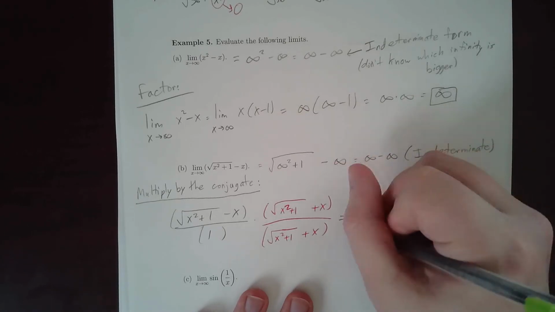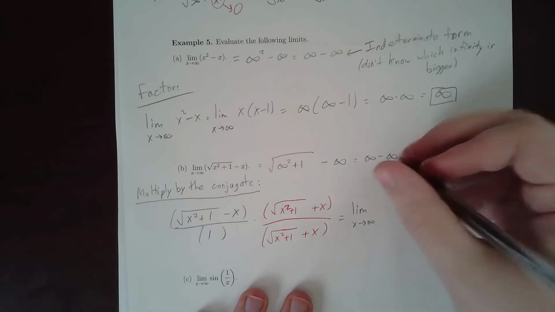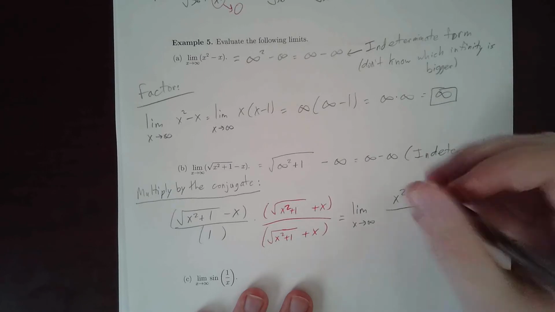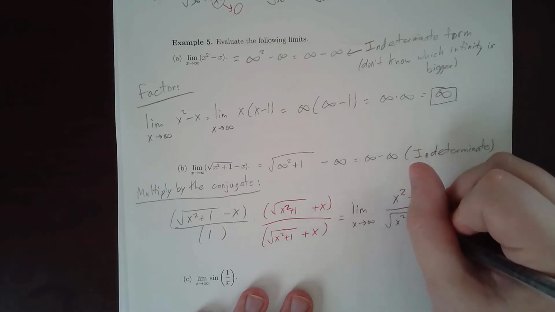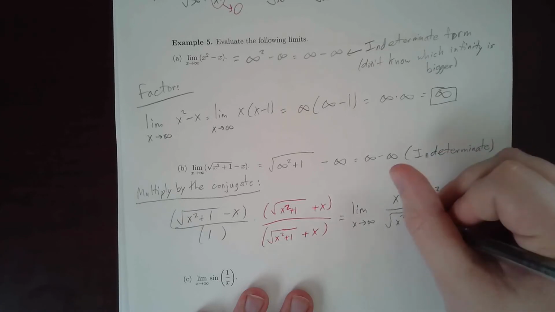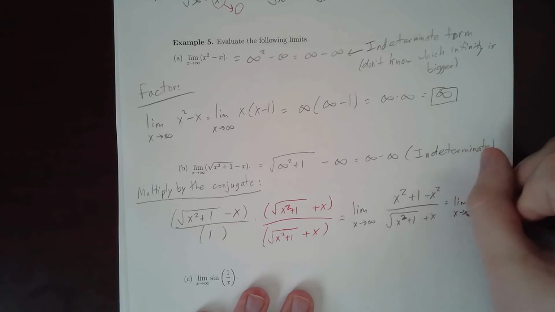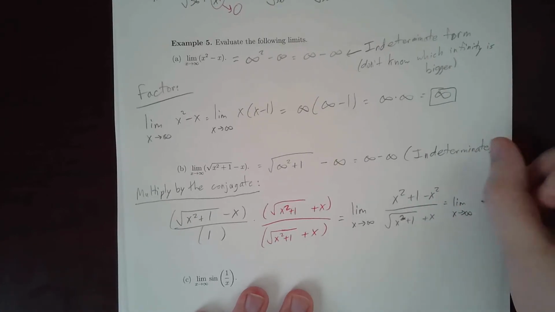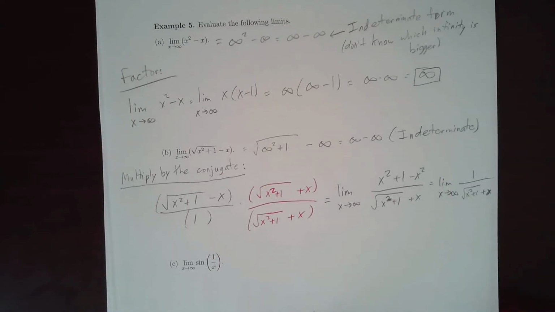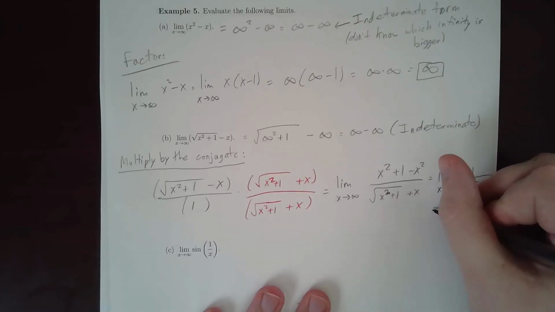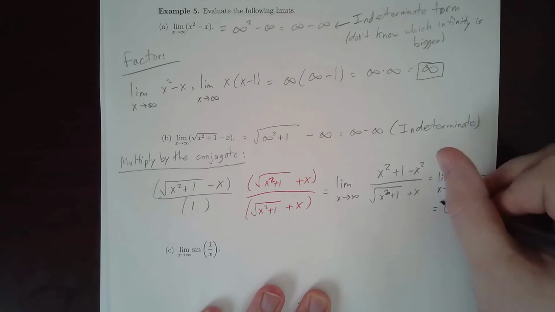And so what we get, after we FOIL together, will be the limit as x approaches infinity of x squared plus 1 minus x squared, over the square root of x squared plus 1 plus x. Now, canceling out in the numerator, we have the limit as x approaches infinity of 1 over the square root of x squared plus 1 plus x, which is all positive, and so all of these terms will just keep increasing, so we end up with an answer of 0.